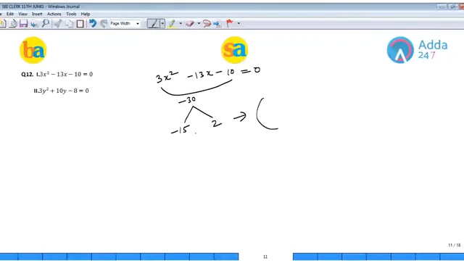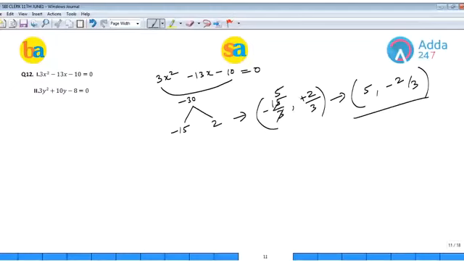So now we'll divide these two numbers by the coefficient of x square, that is 3. So minus 15 upon 3 and 2 by 3, and on changing the signs we get the required roots. Minus 15 by 3 will be minus 5, so we have to change the sign, so we'll write 5 here, and minus 2 by 3. So these are the required roots for the value of x.